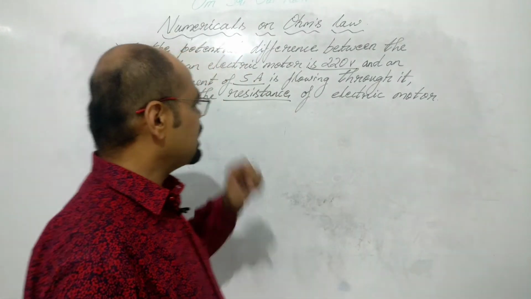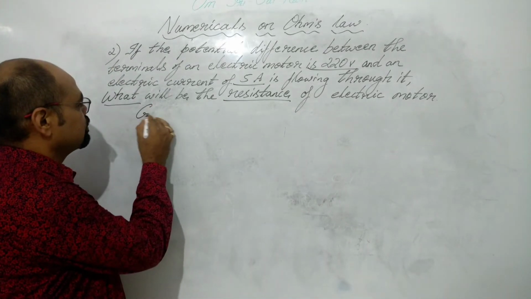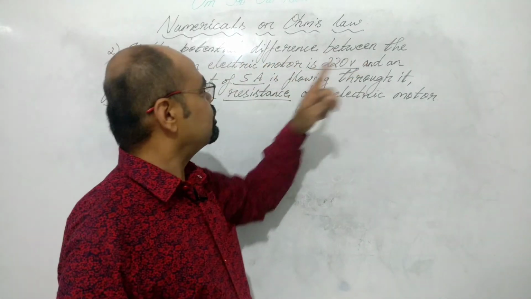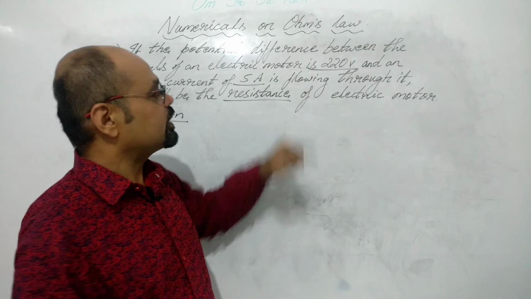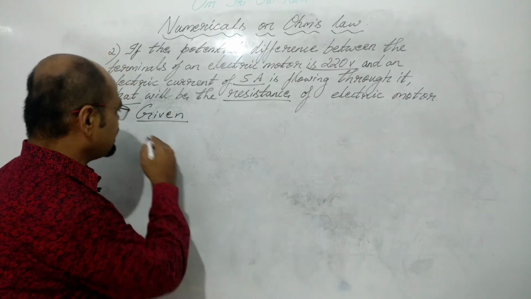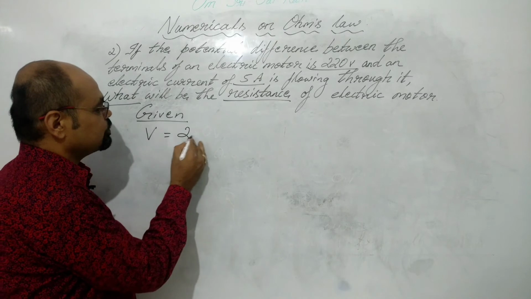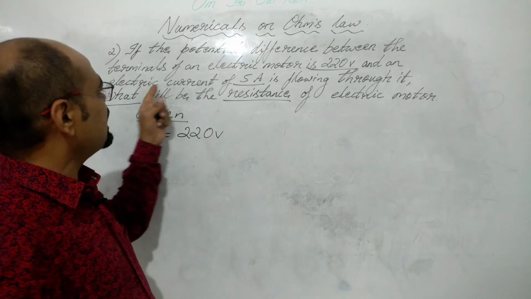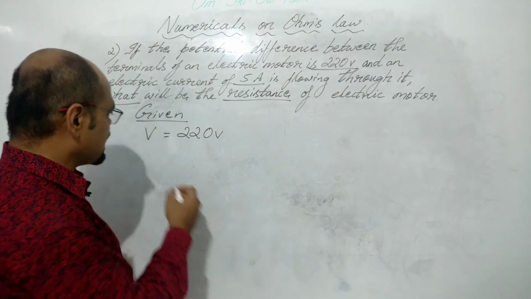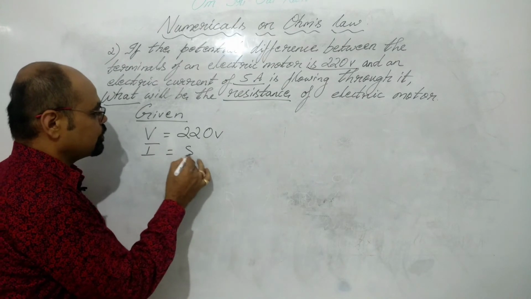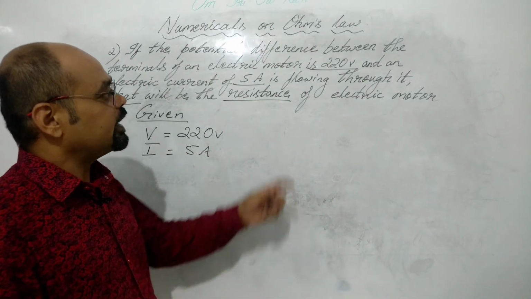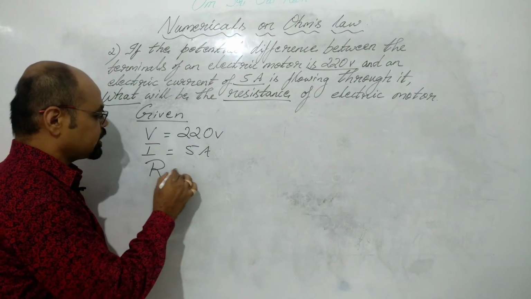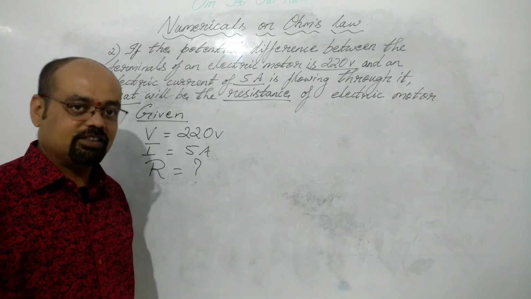So here let's write given in this question. Given: if the potential difference between the terminals of an electric motor is 220 volts, so what is given here? V is equal to 220 volts. Potential difference is given, and an electric current of 5 amps. Electric current is given, I is equal to 5 amps, flowing through it. What will be the resistance? So R is equal to question mark.